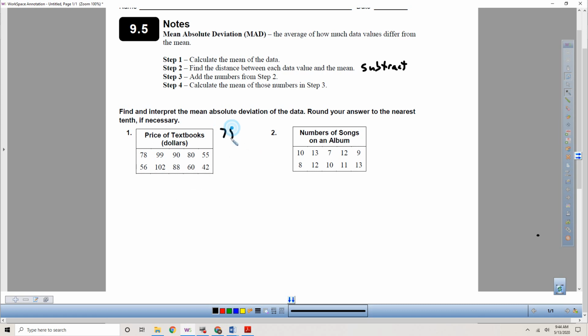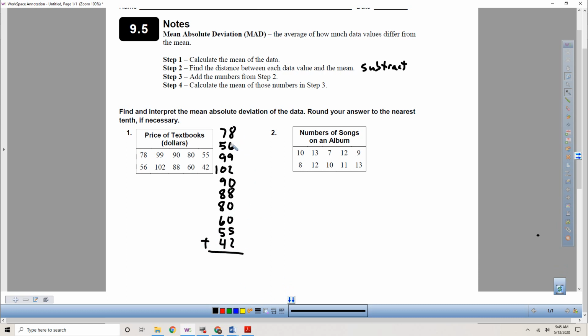I'm going to write 78, 56, 99, 102, 90, 88, 80, 60, 55, 42. So I'm going to double check. 1, 2, 3, 4, 5, 6, 7, 8, 9, 10. Yep, got all 10 of them.